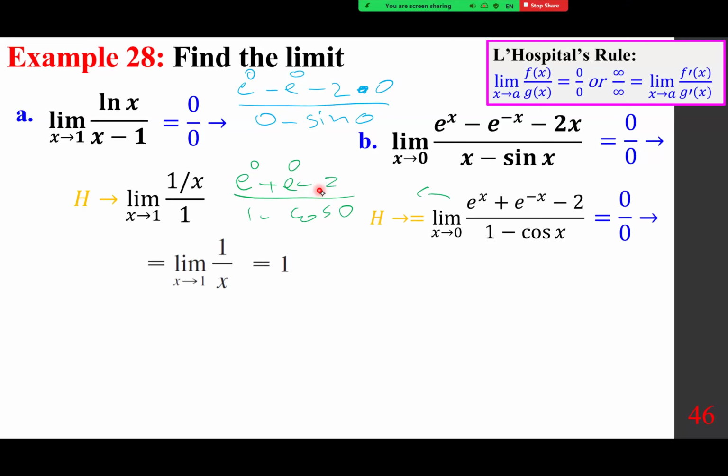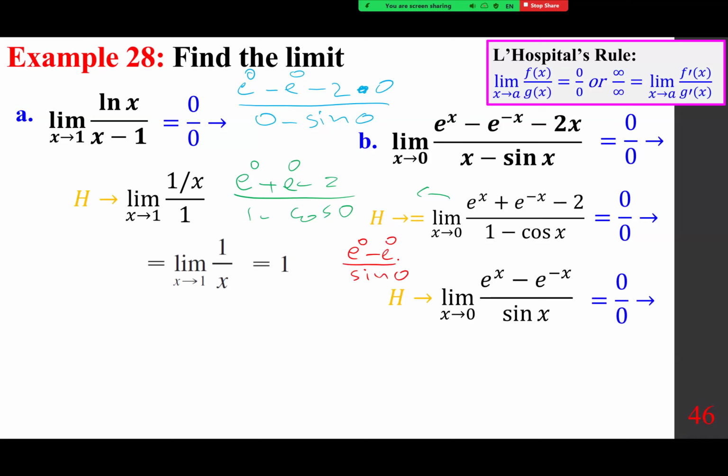First, show and prove it's 0 over 0, or infinity over infinity for that matter. So you differentiate this one: e to the power of x plus e to the power of minus x times negative 1, that means minus e to the power of x. This goes away. Cosine gives you negative sine, which becomes positive. Let's plug in. Now I get e to the power of 0 minus e to the power of 0 over sine of 0. The top is 1 minus 1. The bottom is 0. And I'm going to use L'Hopital's rule again.